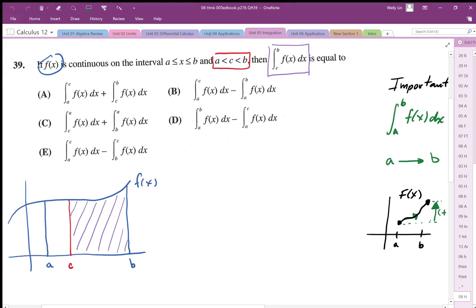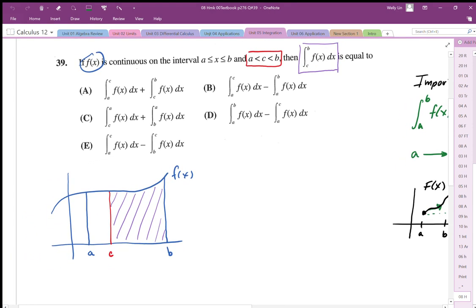So when we look at this problem here, first of all, I've drawn the f of x function, just some random f of x function, and it's continuous on the interval from a to b, so it looks like this. And c is some point somewhere in between a and b, so I've drawn c in red. And it asks us to define the integral from c to b. So that's in purple here, and that is represented by this purple area here. So that's what we're looking for.